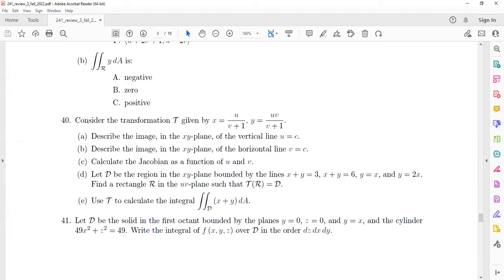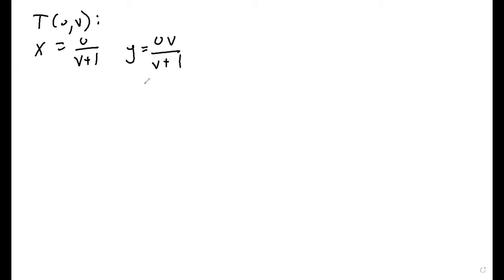Okay, let's do the last couple of problems I haven't had a chance to get to so far. Let's see. So the first one here is we are given this transformation T from the UV plane to the XY plane. It is given by T of (u, v): x is equal to u over v plus 1, and y is equal to uv over v plus 1.